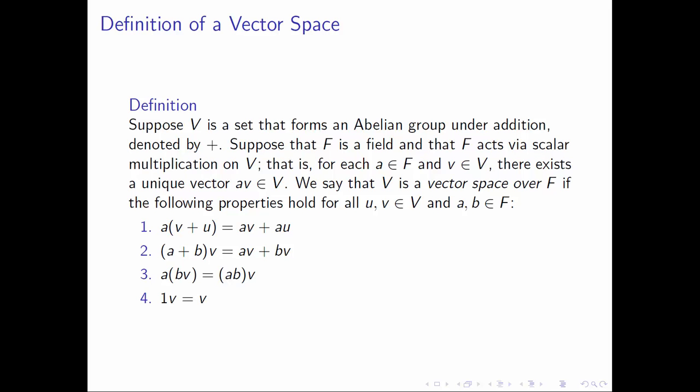And last but not least, we want the multiplicative identity of the field, which we're denoting by 1, to fix each of the vectors inside the set. So if we take any vector and act on it by the multiplicative identity, we want this to not change the vector that we're looking at.